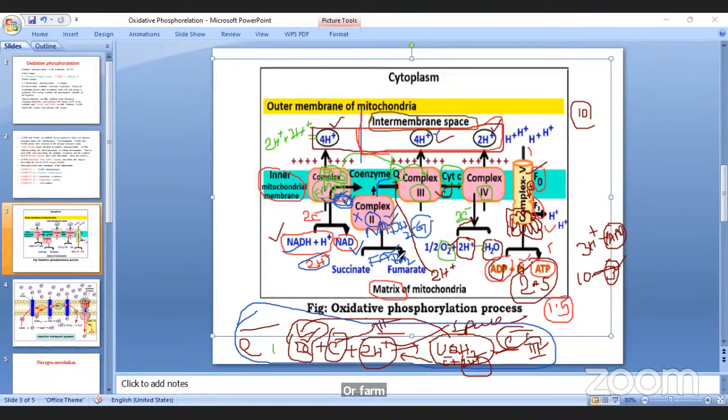This 1.5 ATP formation is for which NADH2? For glycolysis NADH2. Yes, sir. And Krebs FADH2 also. Yes, sir. Now clear? Actually, the last class we discussed the balancing sheet, right? Should I explain the balancing sheet again?